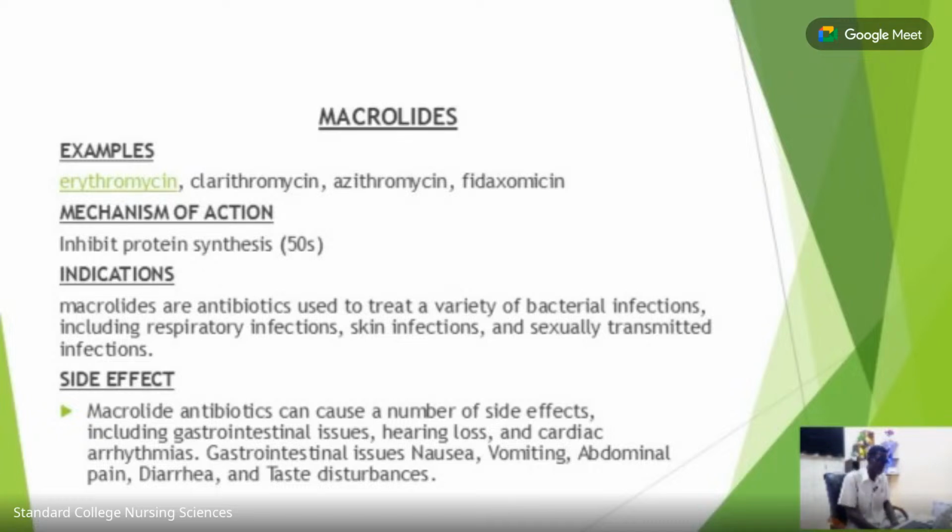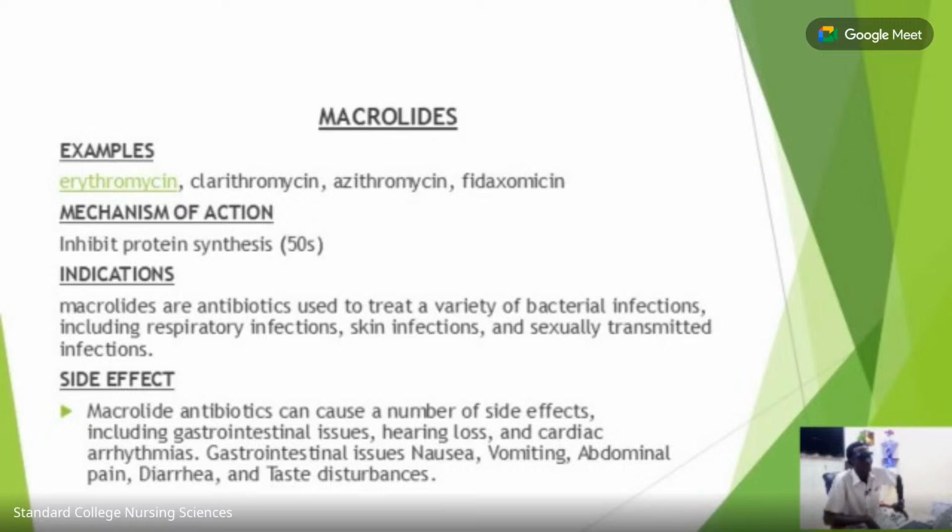Then we have skin infections too. We are meant to understand that it's also very effective in management of skin infection. You can use it to manage skin infection too. You can see how great antibacterials are. It means that it's not only antifungals we use in management of skin infection. You can also use some of these antibacterials. So I want you to take note.